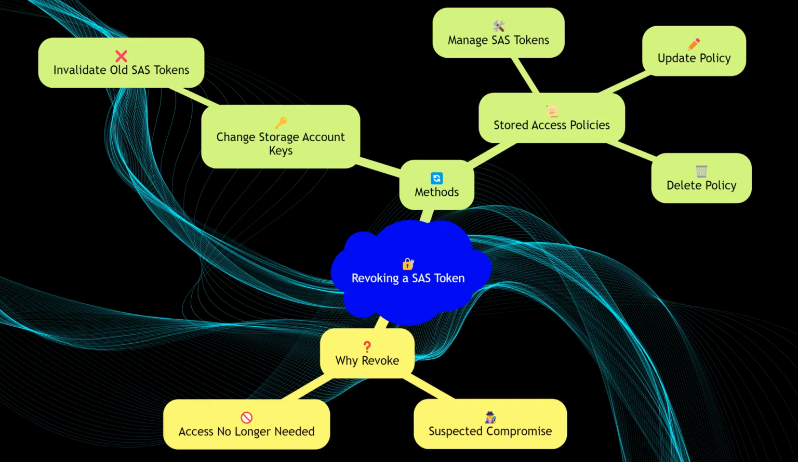Revoking a SAS token is necessary if you suspect that it has been compromised or if the access it grants is no longer needed. While you cannot directly revoke a SAS token, you can change the storage account keys, which will invalidate all SAS tokens generated with the old keys. Alternatively, you can use stored access policies to manage and revoke SAS tokens more granularly. By updating or deleting a stored access policy, you can effectively revoke the associated SAS tokens.